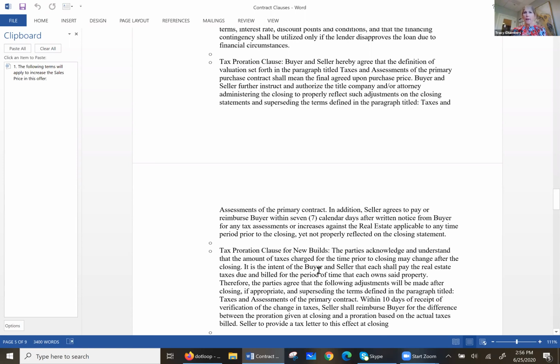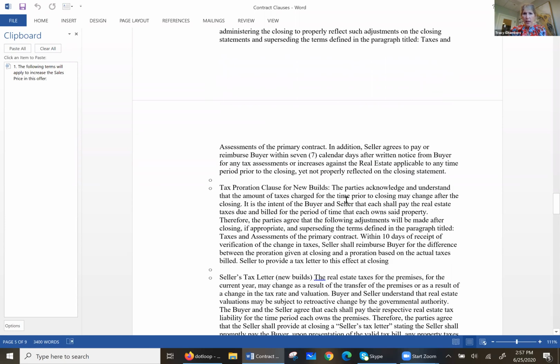Well, that's not fair. So this basically says that each one should pay for the time that they owned the house. It says the parties acknowledge and understand that the amount of taxes charged for the time prior to the closing may change. Yes, your taxes are going to go up. It's the intent of the buyer and the seller that each shall pay for the real estate taxes due and billed for the period of time that each owns said property. So you owned it then, you should pay for it.